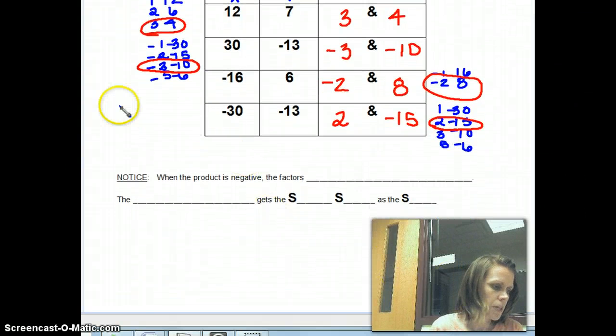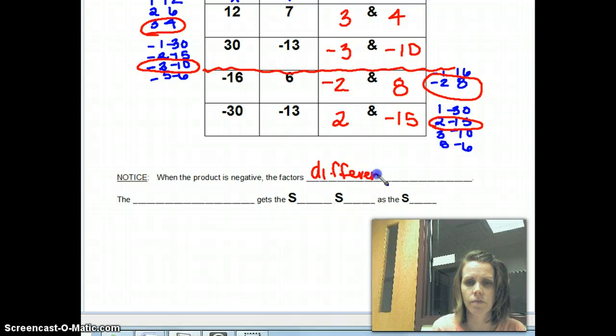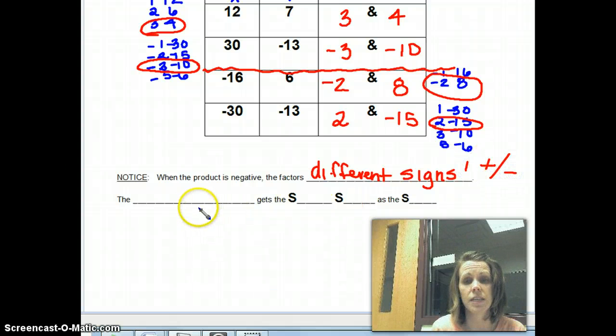Let's look at our rules. When your product is negative, the factors have different signs. So whenever you have two negatives, that's what these were here. The top two were a review from yesterday. These two problems, when your product is negative, the factors are going to have different signs. That's the new part for today. Okay? One's going to be positive and one's going to be negative. It's your job to figure out which one is which.